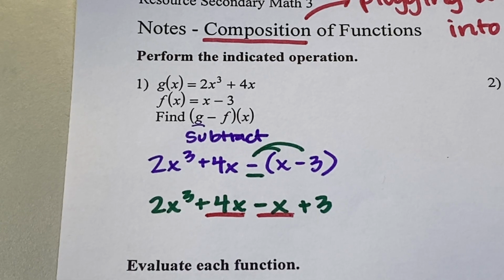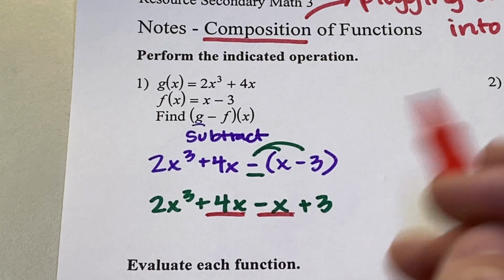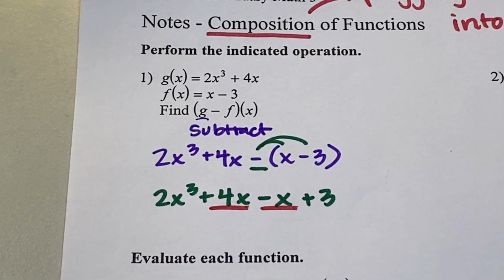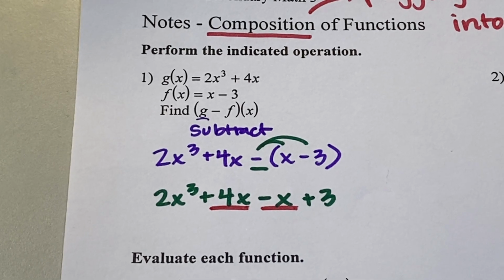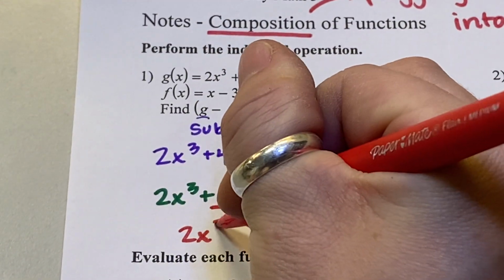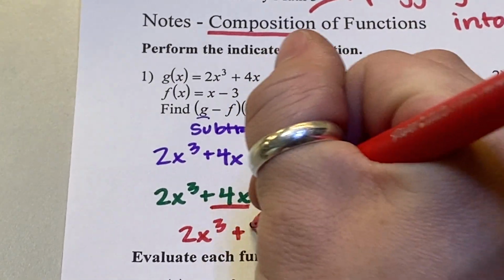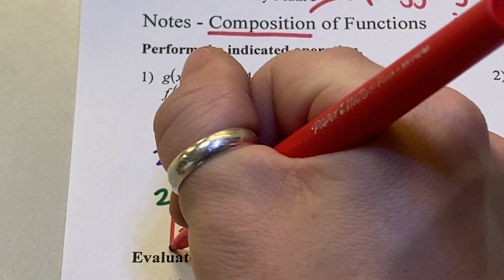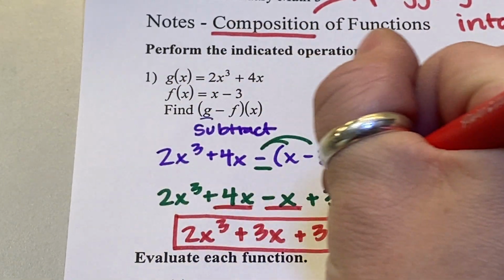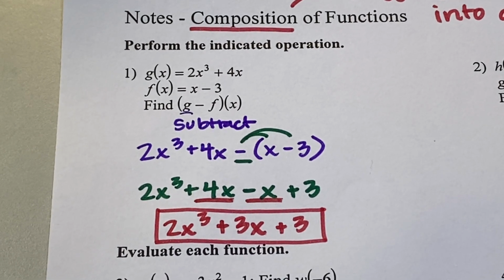Same variable, same power. Well, tell me, you guys, what is 4 minus 1 going to give me? 3. Okay, so this 2x cubed stays 2x cubed in front. Those two middle terms just change to positive 3x, and my plus 3 on the end. And there we go.